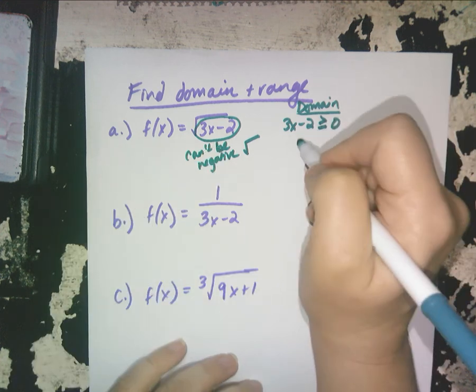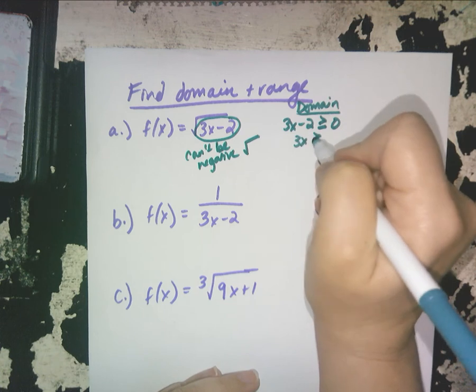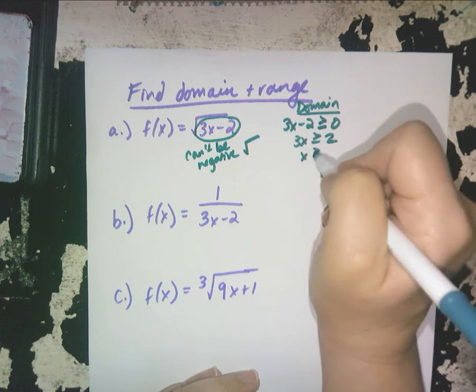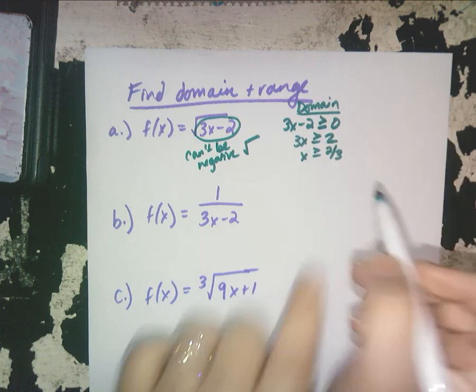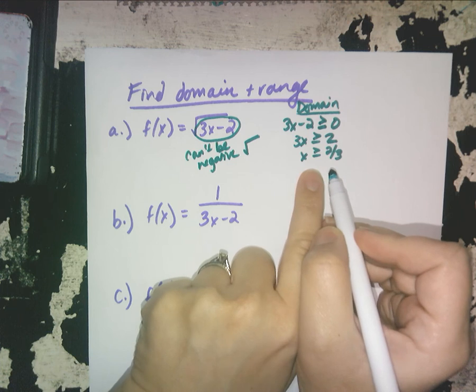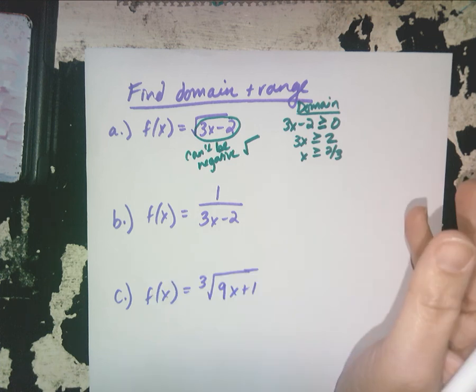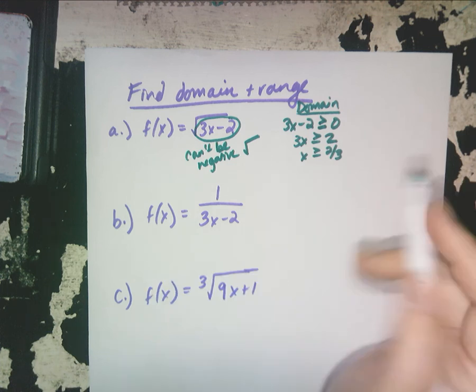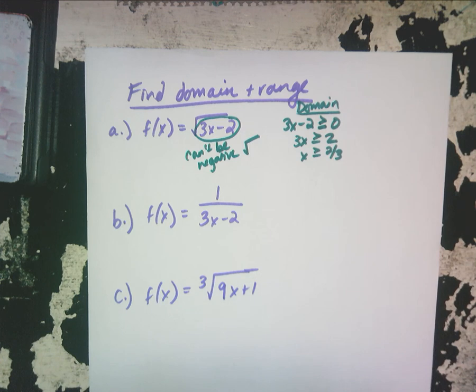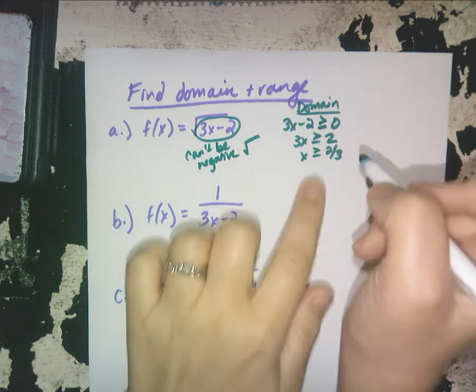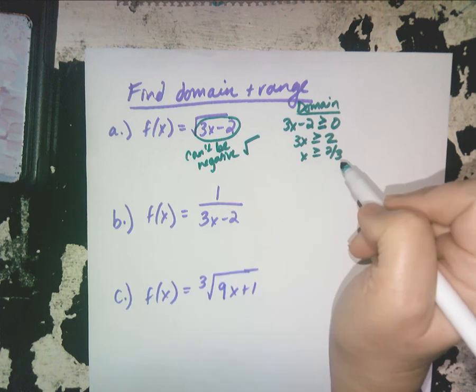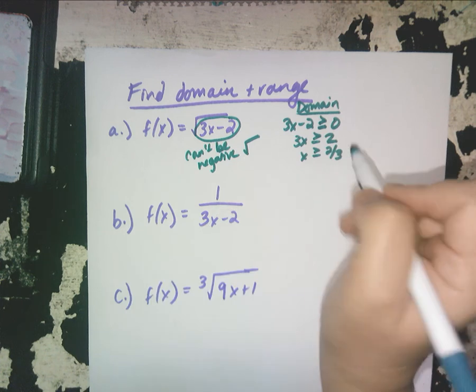Okay. So, and then just solve. 3x is greater than or equal to 2. X is greater than or equal to 2/3. That is your domain written in what's called bar notation, but I want you to start writing it in interval notation. Do you remember interval notation? Okay, let me go over this real quick with you because that's the one bad thing about this book. It doesn't go over interval notation. My old book did. So what is the lowest x value that you can be according to this right here?